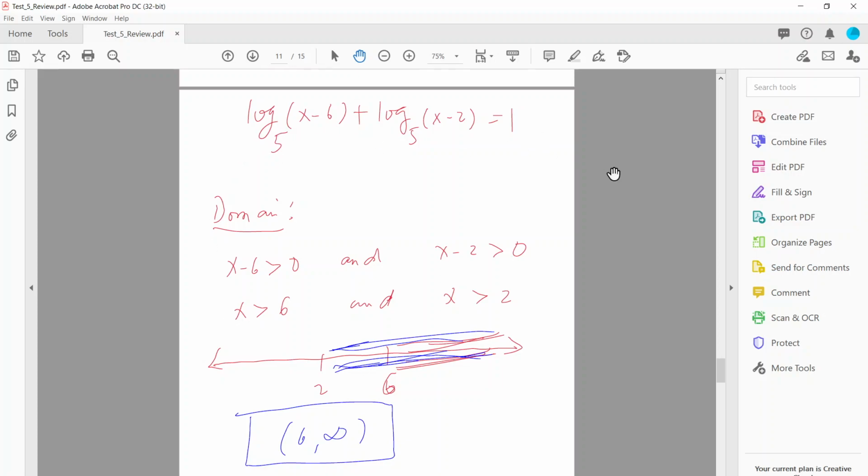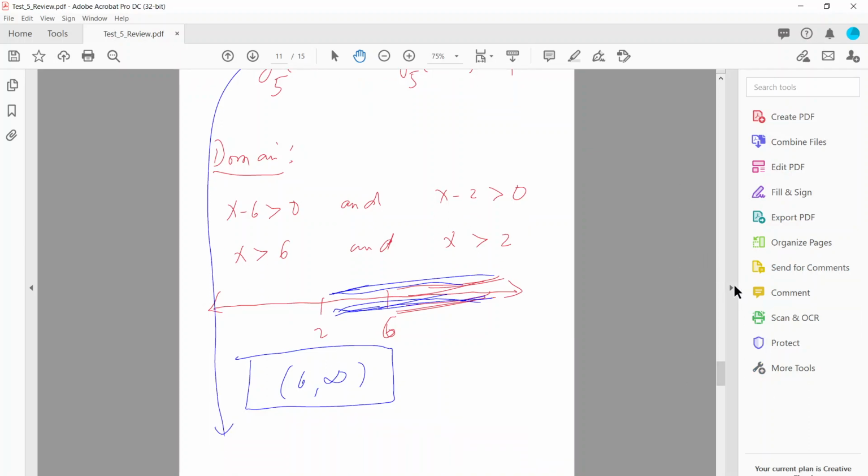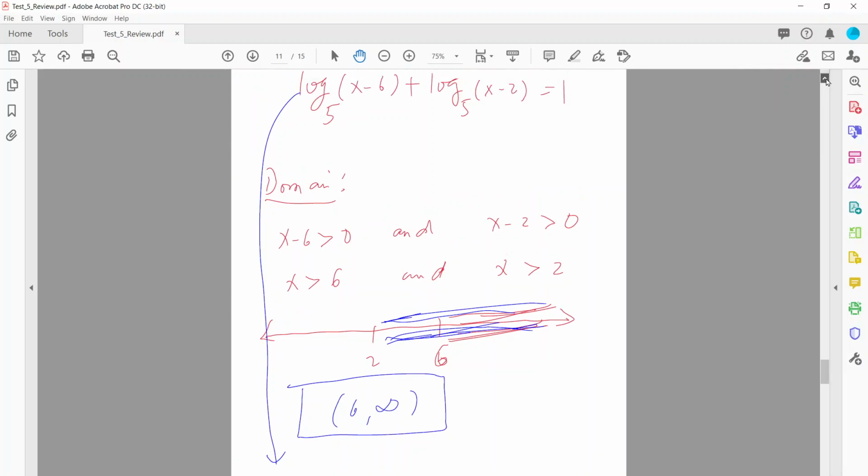So let's try to solve this one. How to solve it? To solve this kind of problem where you have some log function and there is a constant as well, combine this log function by using the product property. You can write it down as log base 5 of x minus 6 times x minus 2 equal 1.